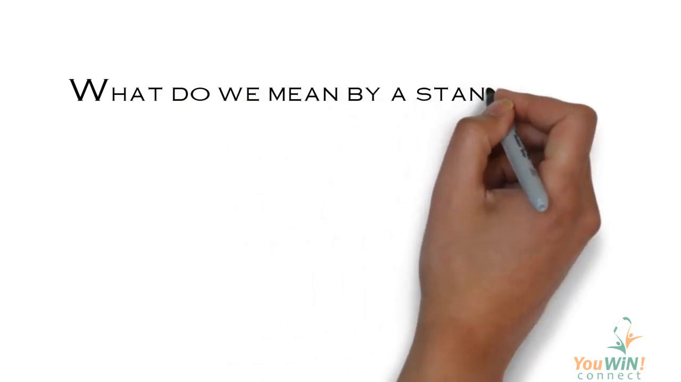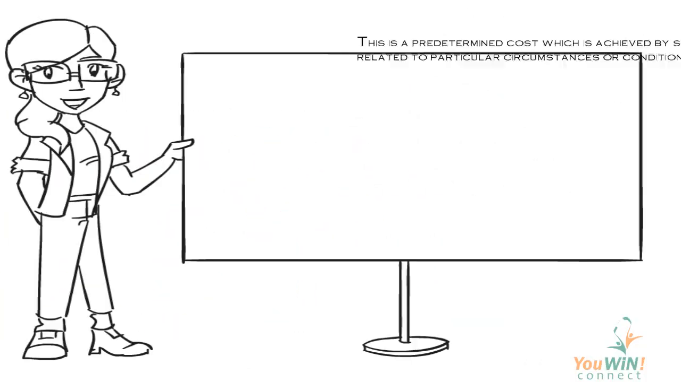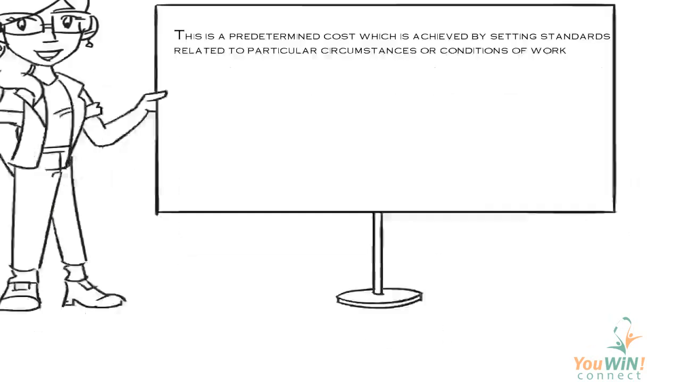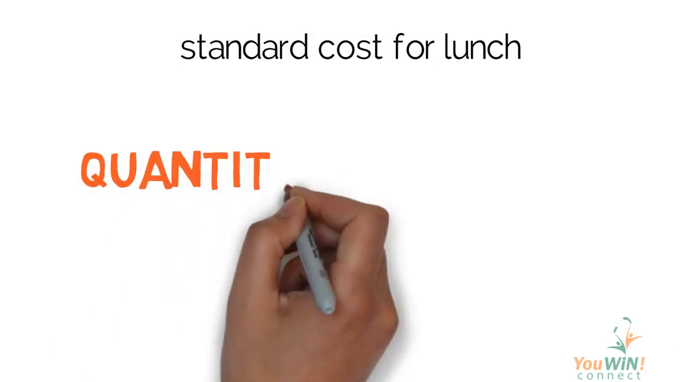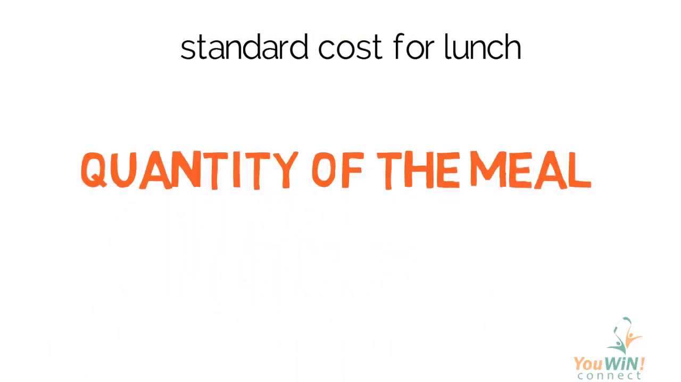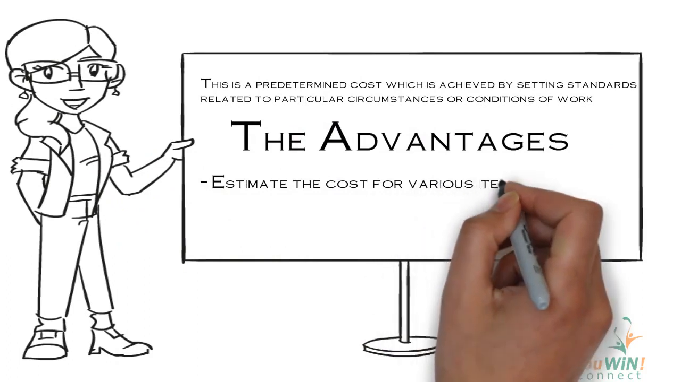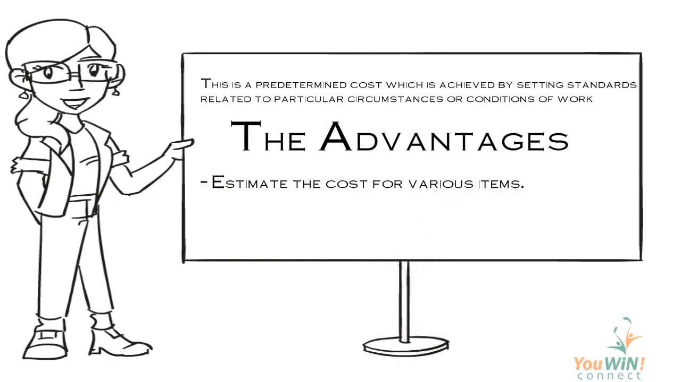What do we mean by a standard cost? This is a predetermined cost which is achieved by certain standards related to particular circumstances or conditions of work. Standards should be related to a specific situation or scenario. For example, the standard cost for lunch should depend on the quantity of the meal. The advantages of understanding and identifying standard cost is that it helps to estimate the cost for various items and is also a basis for cost variance analysis.